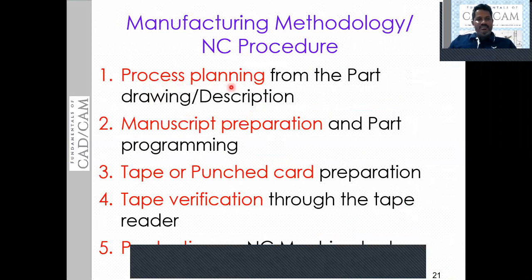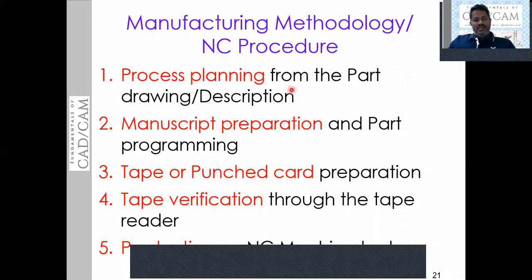Process planning from the part drawing or the description or from the design data. The first and foremost step is geometric modeling in any of the manufacturing processes. So in the case of NC machining, that design data or the part drawing or the description of the drawing will be taken as input to the process planning.